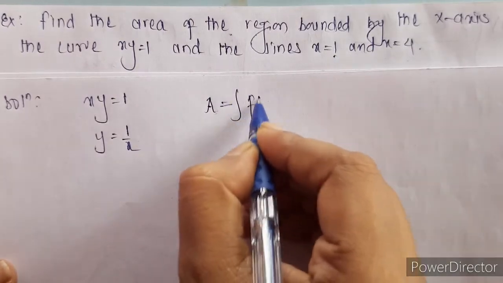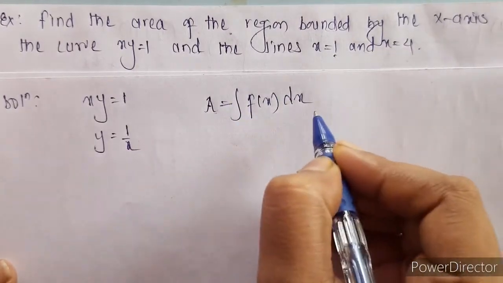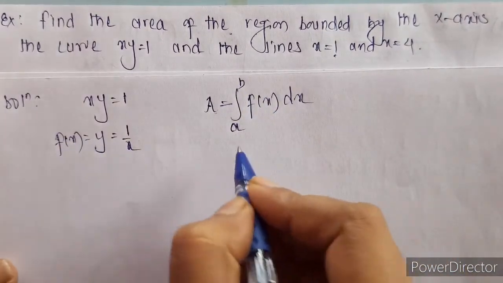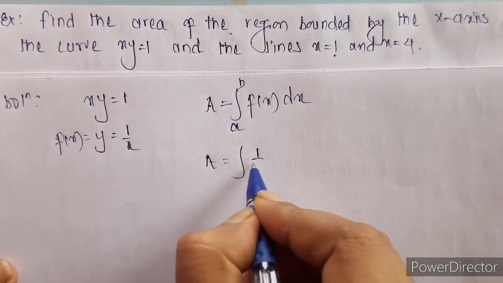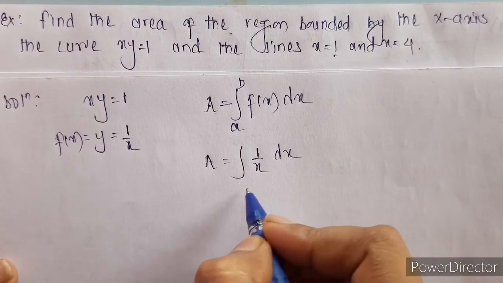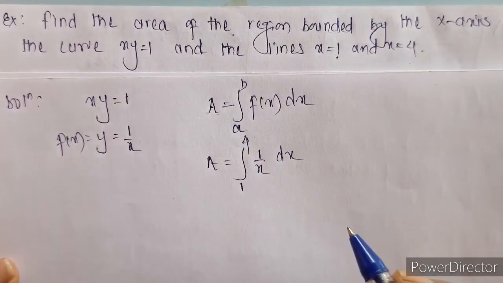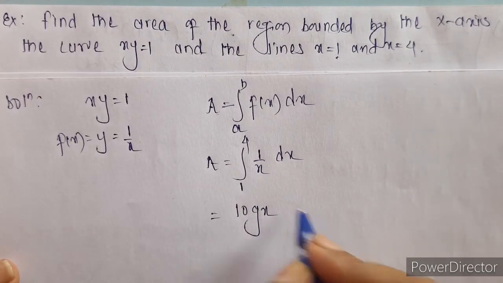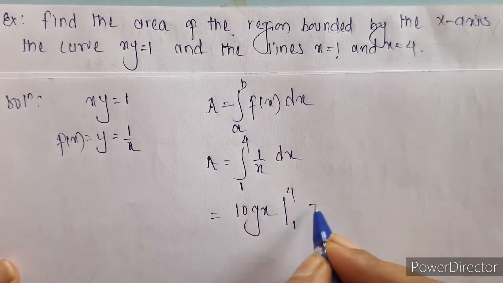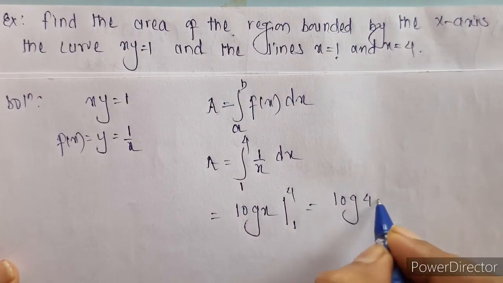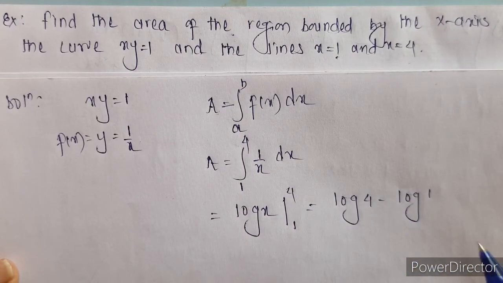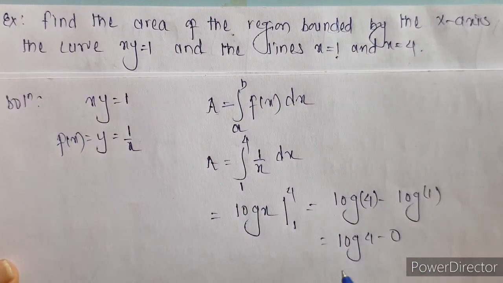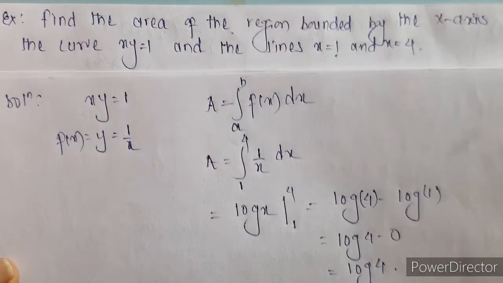Area is the integral of f of x with respect to x from a to b. Now, what is your f of x? f of x is nothing but 1 upon x. So the area under this curve 1 upon x and the x axis from the point 1 to 4. Now, what is the integral of 1 upon x? The integral of 1 upon x is log of x and the interval is given as 1 to 4. So substitute it. This will be log of 4 minus log of 1, and we know that log of 1 is nothing but 0. So we can write this as log of 4 minus 0, which is nothing but log of 4.